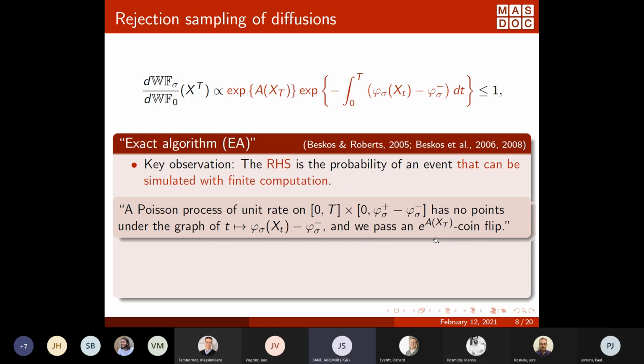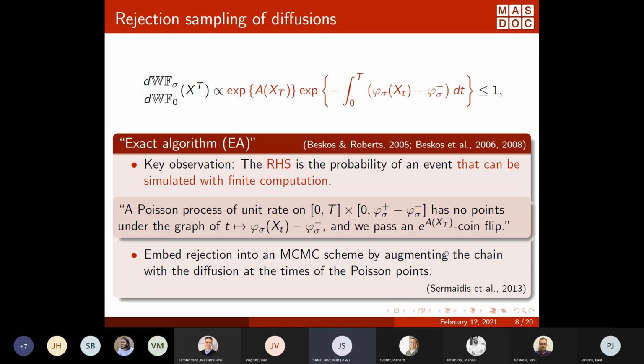So this is just a recipe to allow us to simulate from the non-neutral Wright-Fisher diffusion. And actually, if we do embed this rejection sampler into an MCMC scheme, we might solve the problem we had to start with. And this is what Sermaidis et al. did in their 2013 paper. The idea there was to extend the exact algorithm for Brownian motion into an MCMC scheme to do exact inference.